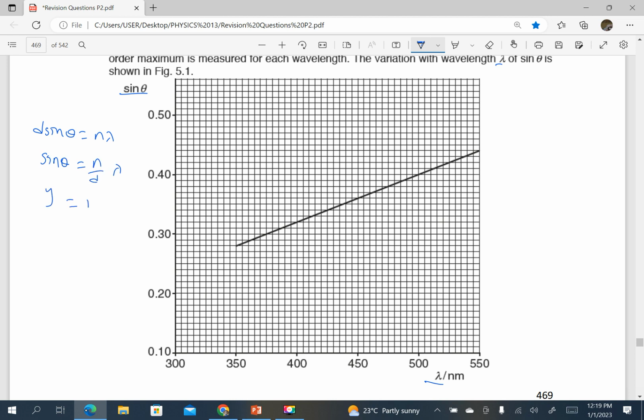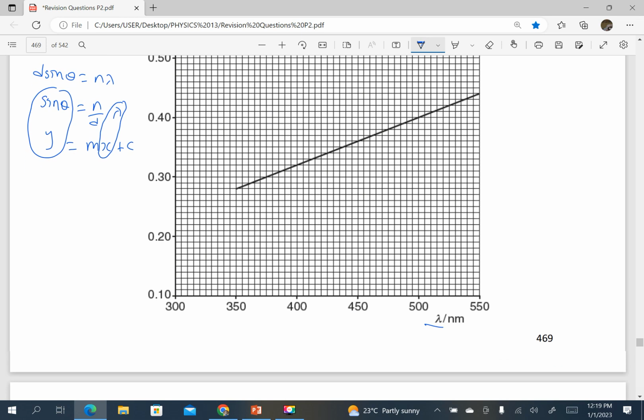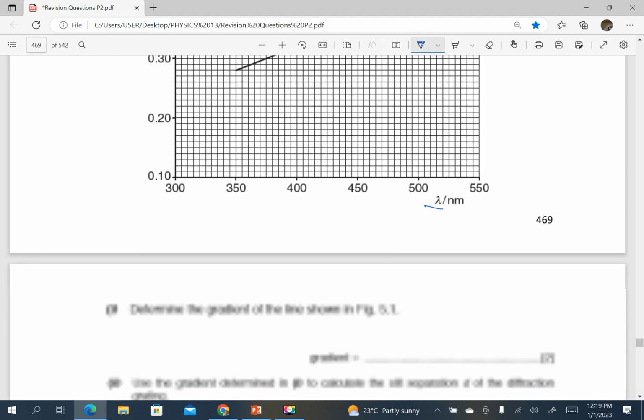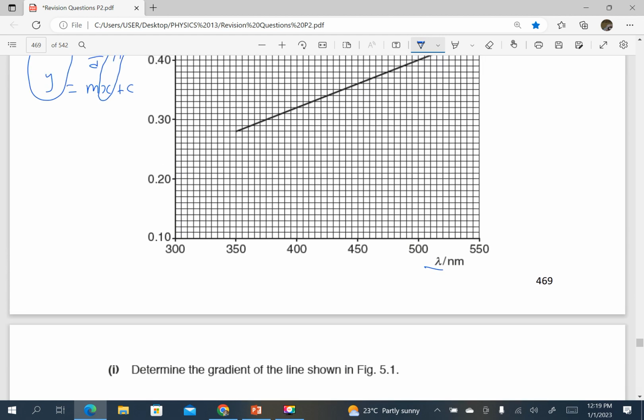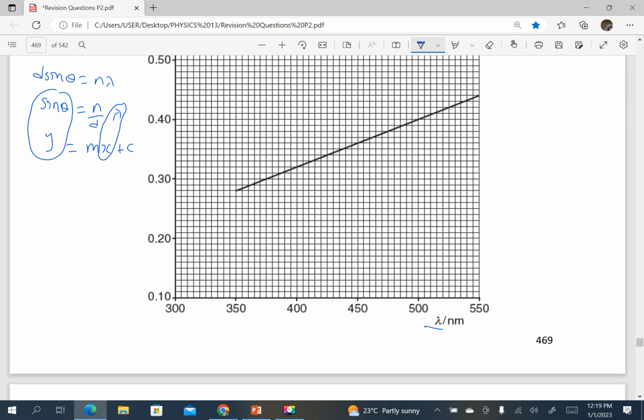Compare with y equals mx plus c. On the y-axis, we have sine theta. On the x-axis, we have lambda. So the gradient is n over d. Let's see the questions now. Determine the gradient of the line shown in the figure 5.1. We just want the gradient. Okay, that is very easy. Since the line stops at the extreme points, we can choose this point here.